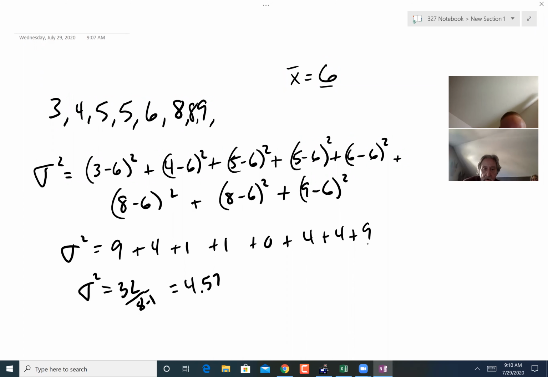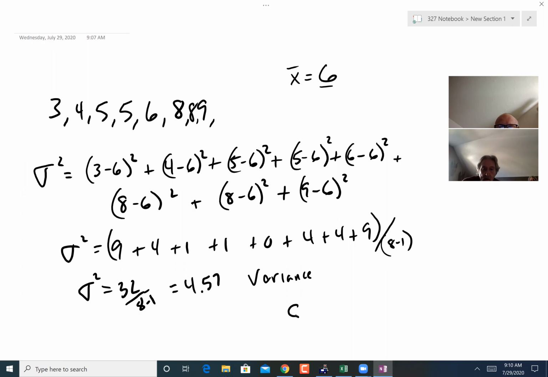You add them up. And then you're going to divide by n minus 1, where n is the number of items. So in this case, it's 8. So 8 minus 1 is 7. So you divide that out, you get 4.57. That's your variance.